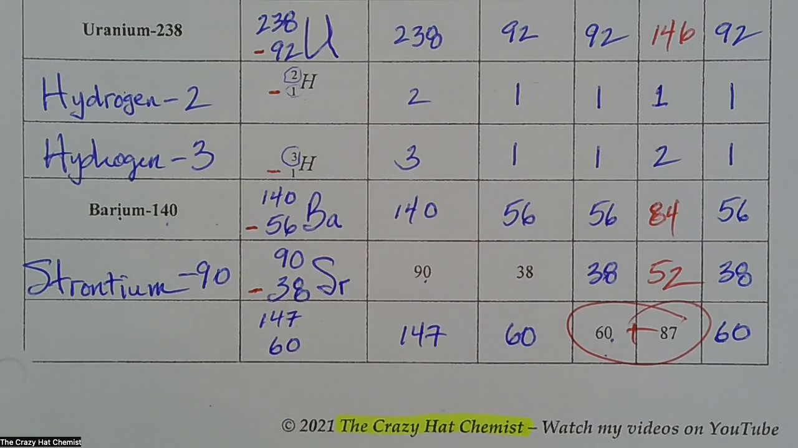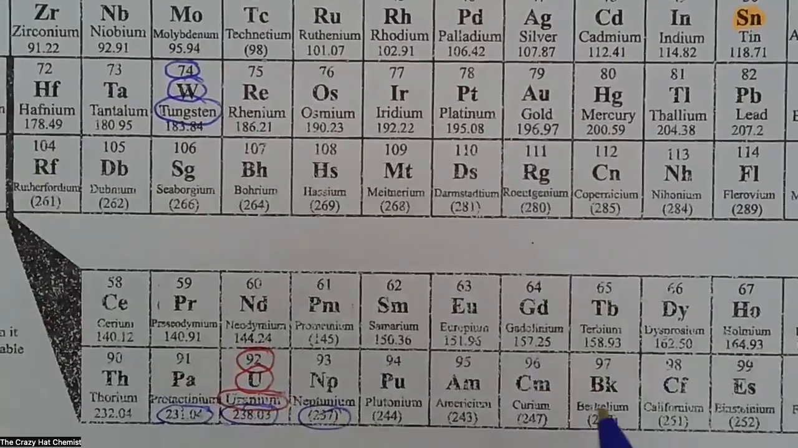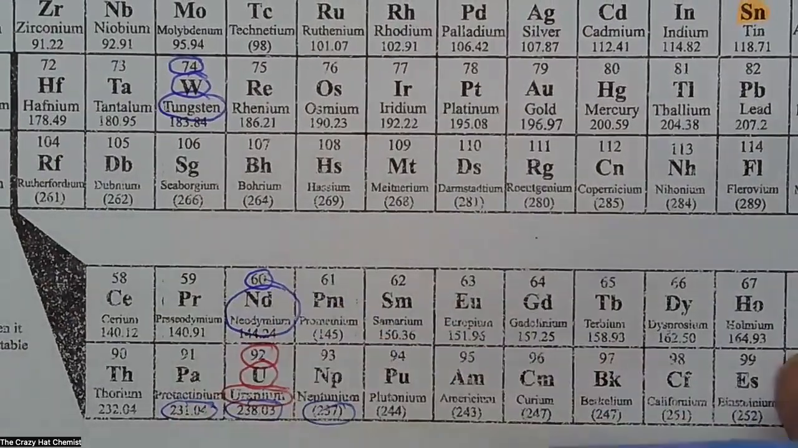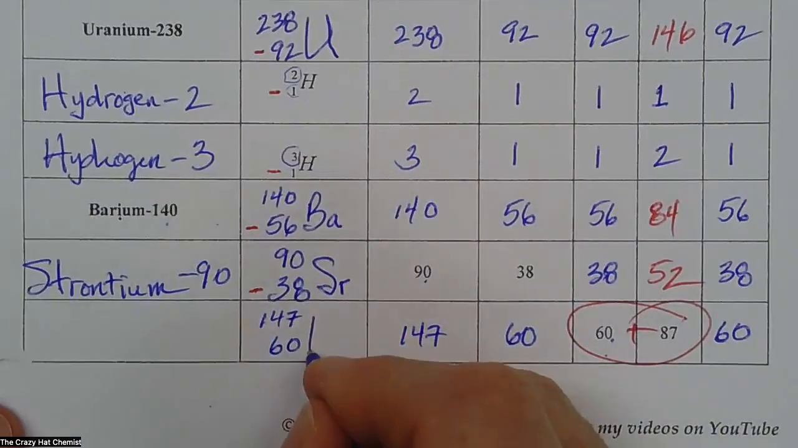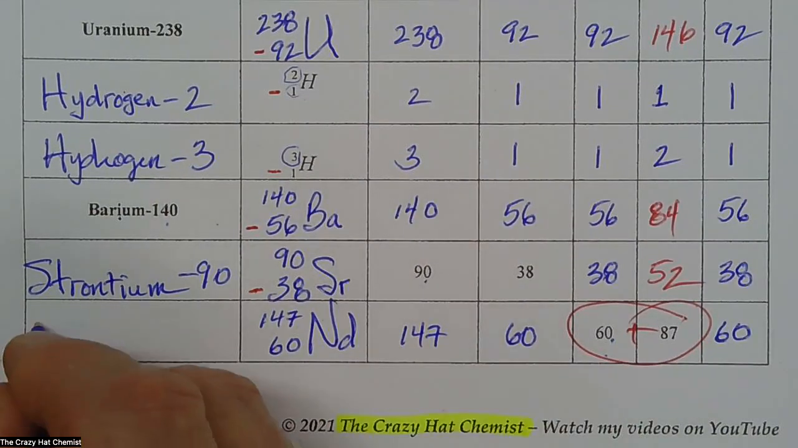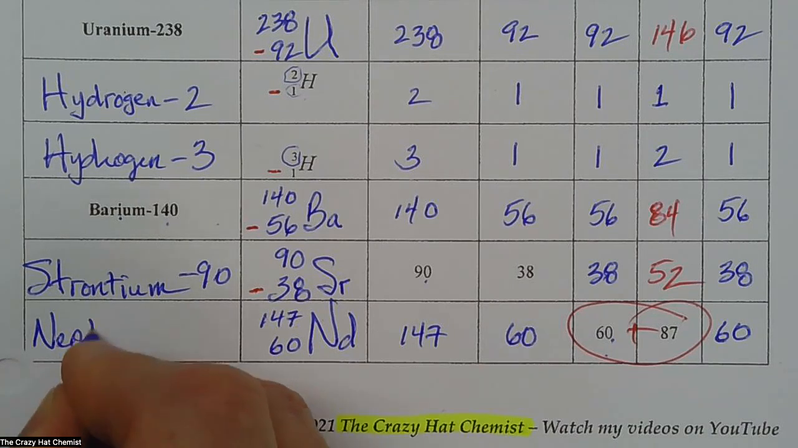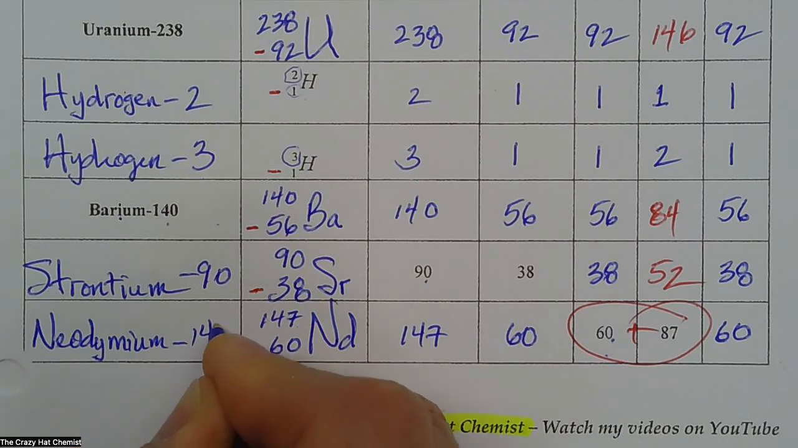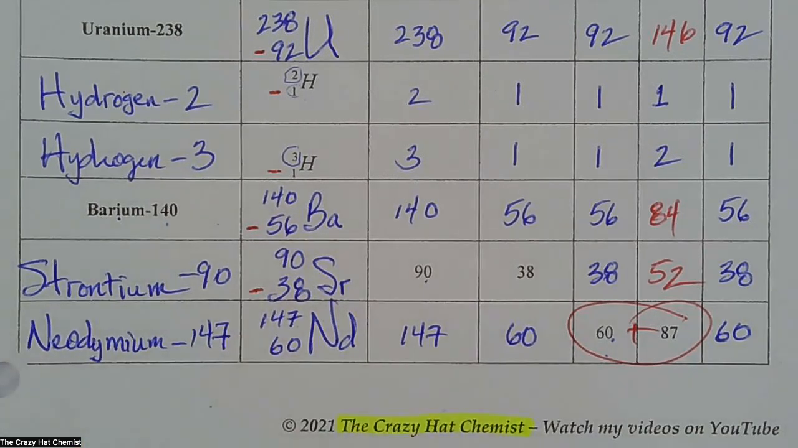I'm going to look on my periodic table and find element number 60. And that is right here, neodymium. So that is a capital N, a lowercase d, neodymium-147. All right, fantastic.